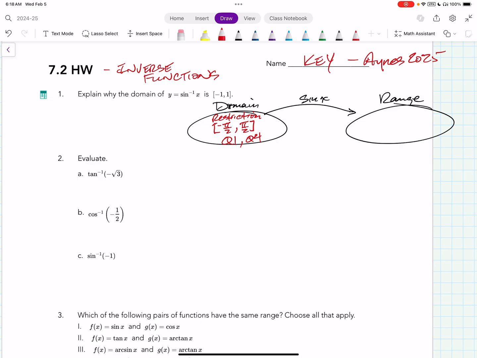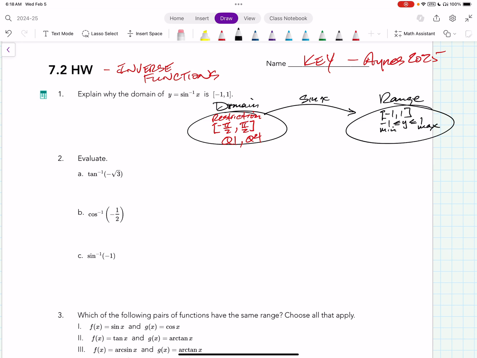Now we know the max of sine is 1 and the minimum is negative 1, so the range is from negative 1 to 1. You can write it like this, or you can write it like negative 1 less than or equal to y less than or equal to 1. So this is your minimum and this is your maximum.